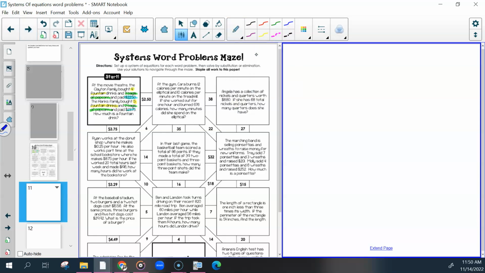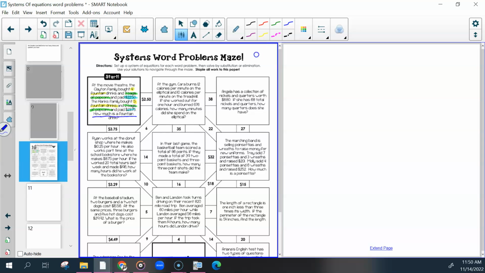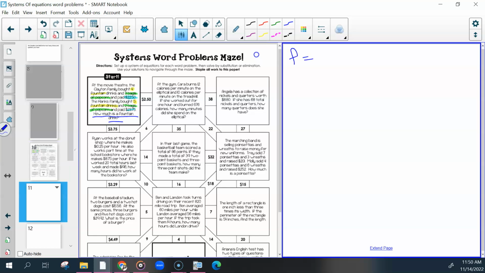So the question asks, how much is a fountain drink? That tells us something we don't know. So that, by default, is going to be one of your variables. You can call it f, call it d, call it x, whatever you want. It just has to be consistent. So let's say I call that f. We don't know how much a fountain drink costs, so f is the cost of a fountain drink.